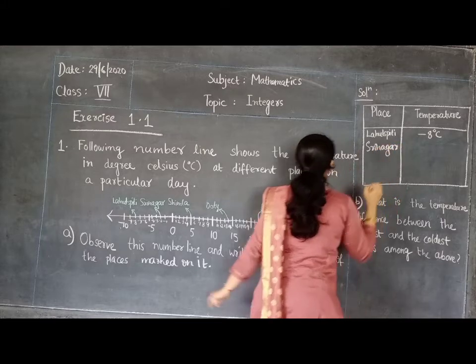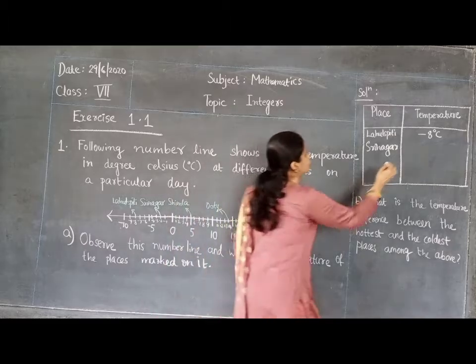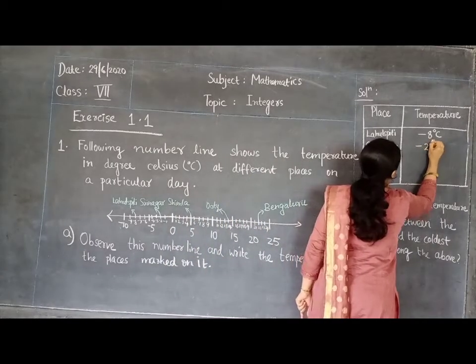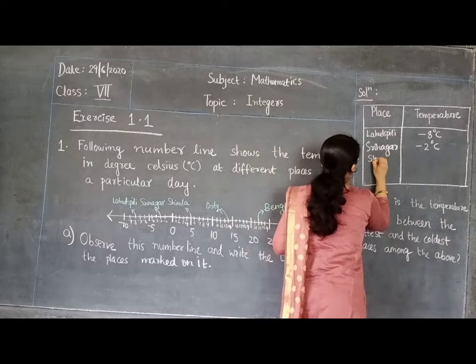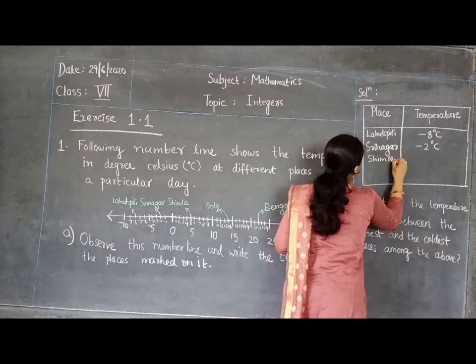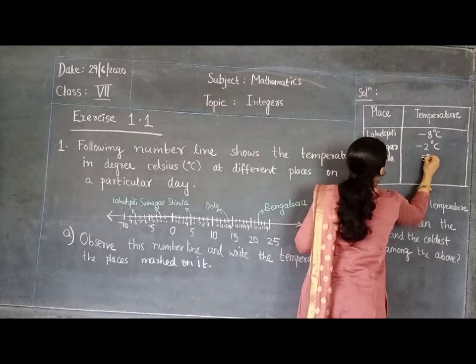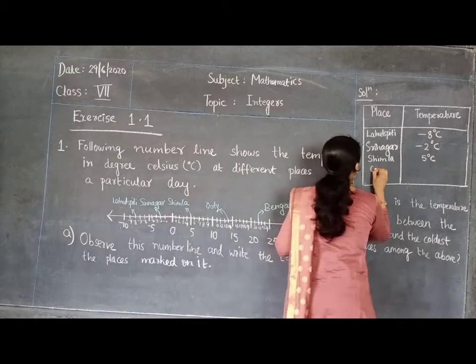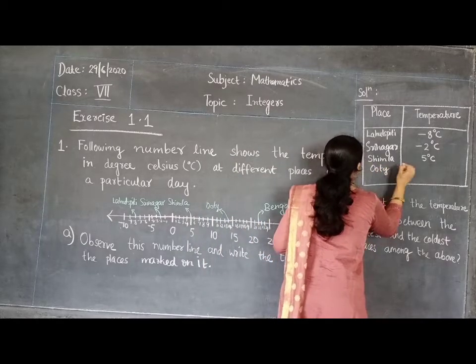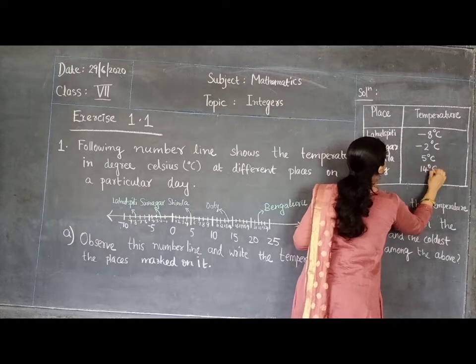So what is the temperature? Temperature is minus 2 degree Celsius. So you have to write here minus 2 degree Celsius. Next is Simla. Temperature of that place is 5 degree Celsius. Then Ooty. Ooty it is 14 degree Celsius.